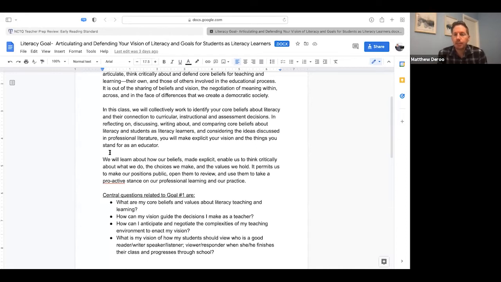So in reflecting on and discussing and writing about and comparing core beliefs, then we can make explicit our vision, right? What does the professional literature tell us? What are my own beliefs? What are my practices? And how do all these things work together to make a vision for literacy and the things that you stand for as a teacher, that you believe in as an educator, right?